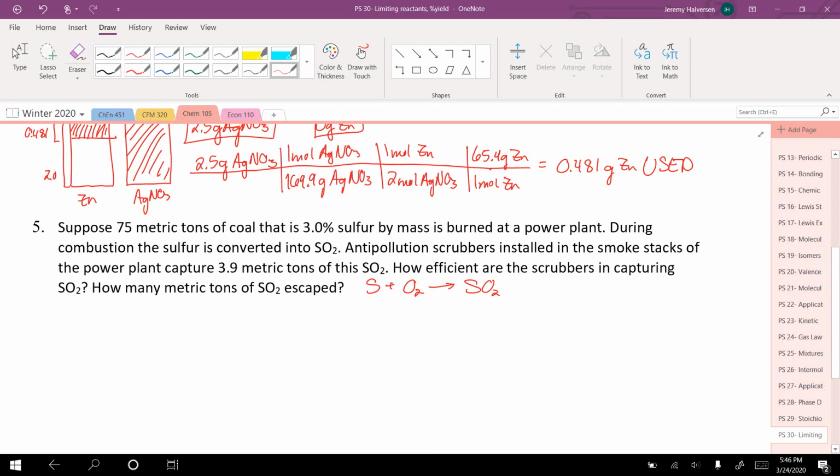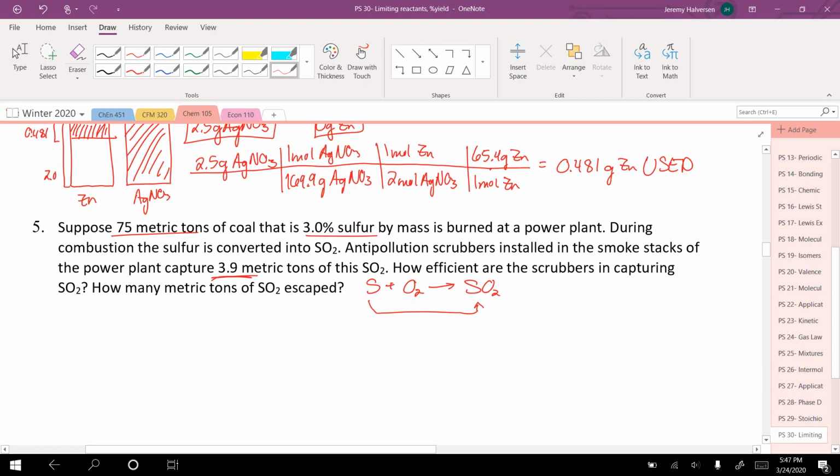Okay, so we're burning 75 metric tons of coal, and it's that much sulfur. Well, that sulfur is going to be converted into SO2, and then our scrubbers catch that much of it. But some of it's escaping, which means we're going to make more than 3.9 metric tons of SO2. We've got to figure out how much we're going to make to figure out what percent we catch and what gets out.